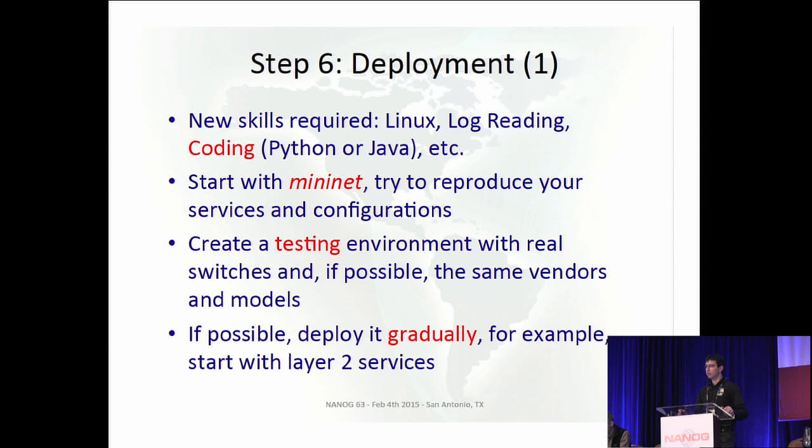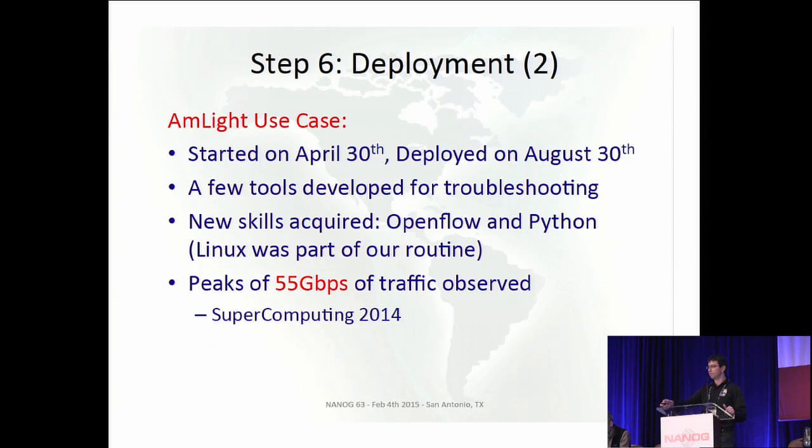And of course, do it gradually. Don't try to migrate everything in your network in one shot. In our case, we started on April 30 last year and deployed everything by August 30. We developed a few tools. We learned, of course, a lot about OpenFlow and Python. Linux was part of our routine, so it was not that complicated. And during the supercomputer event last year, we had peaks of 55 gigabits per second only on top of the OpenFlow interfaces.